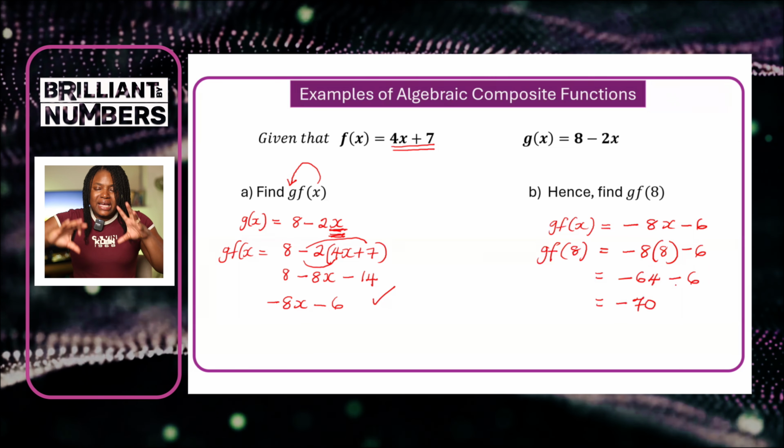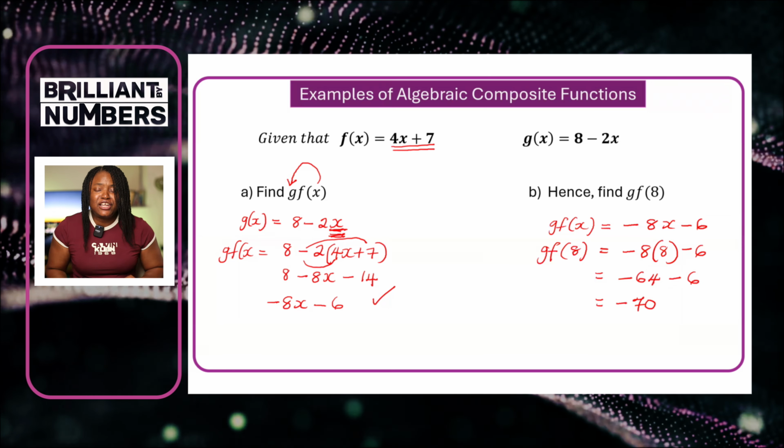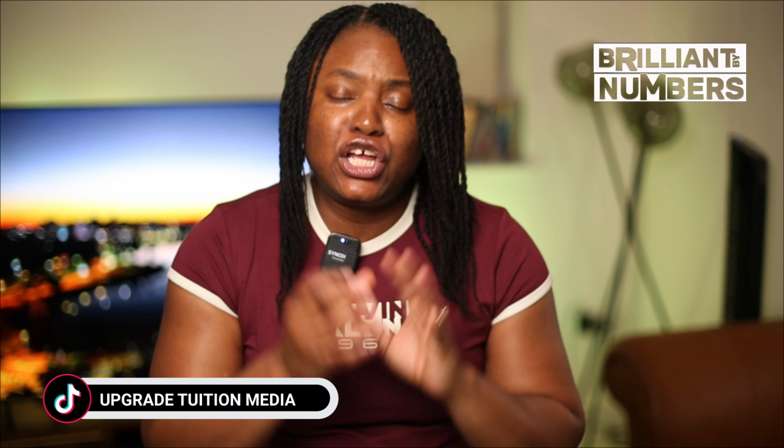Now, when you do the hence part, you are going to receive a final numerical value. When you substitute a function into another function algebraically, you will always get an algebraic expression. However, when you substitute a number into that, you now have a numerical answer, no variables at all. Beautiful. So we just have another question to do, and then we are going to do our key takeaways.